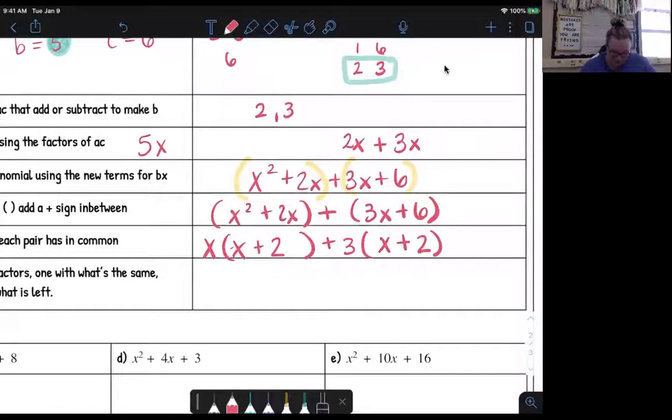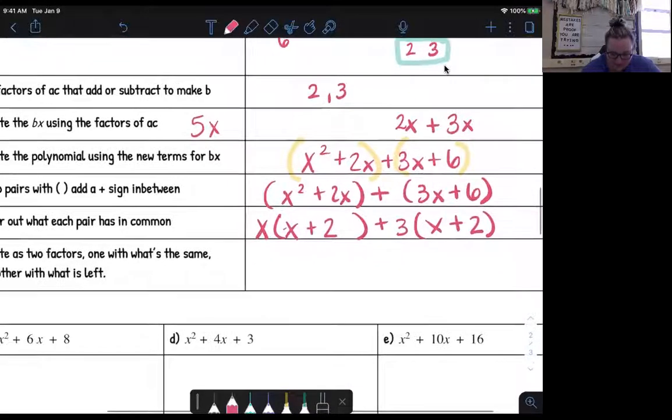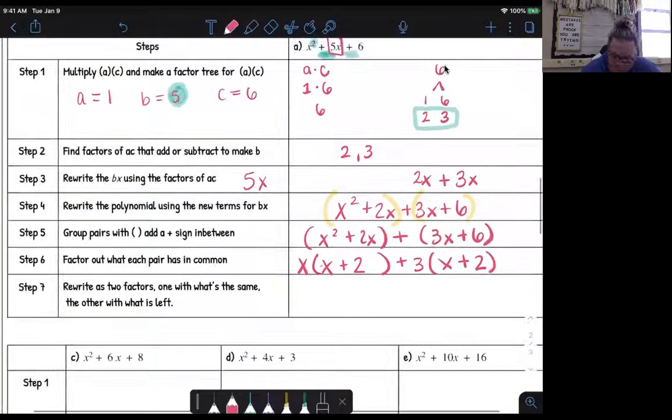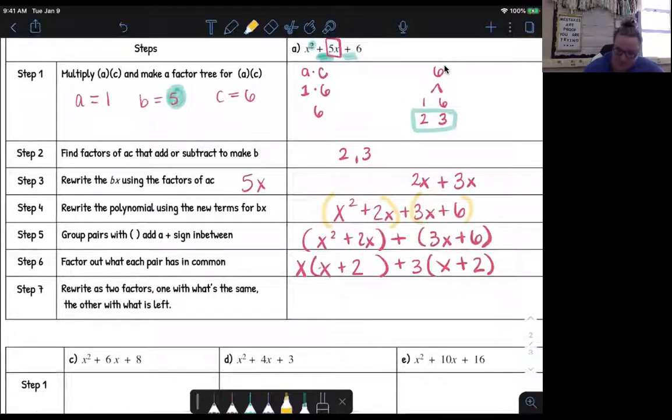And I can check that because x times x is x squared, x times 2 is 2x, 3 times x is 3x, and 3 times 2 is 6. So if you ever get confused, you can always multiply it back in and just make sure that you're right. It's a good way to double check. So what you should notice is that what's in the parentheses is the exact same. This set of parentheses matches this set of parentheses. So I know that I'm ready to factor.